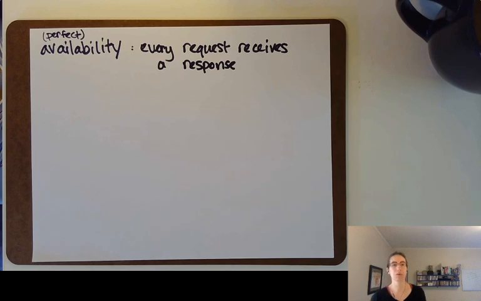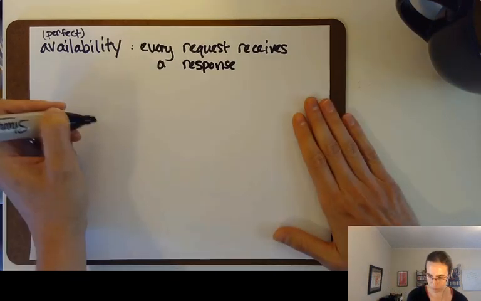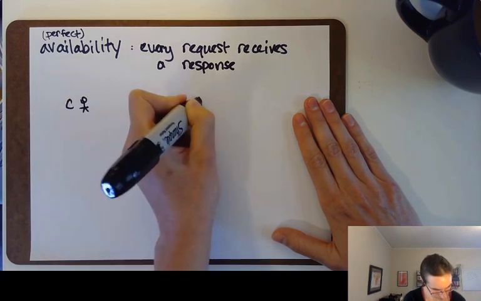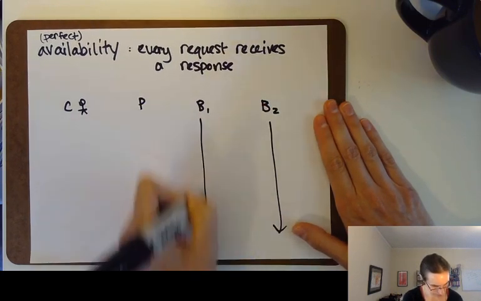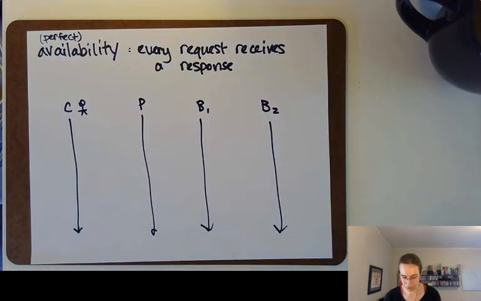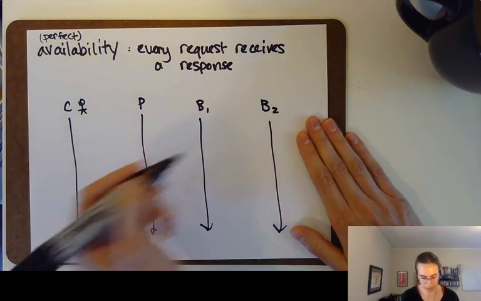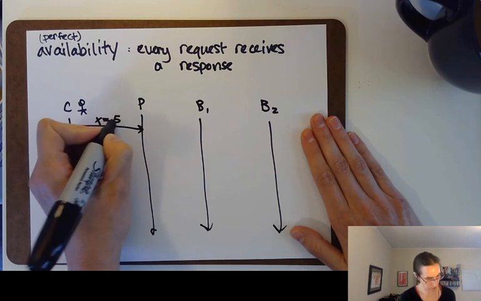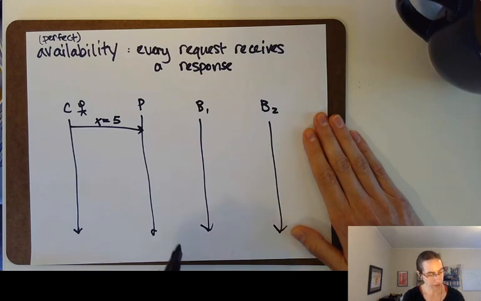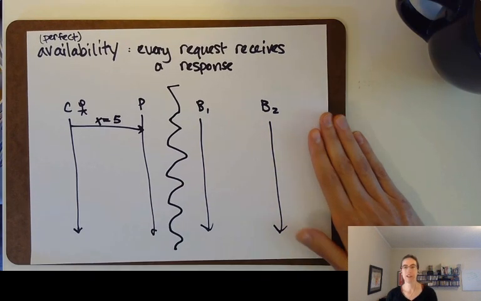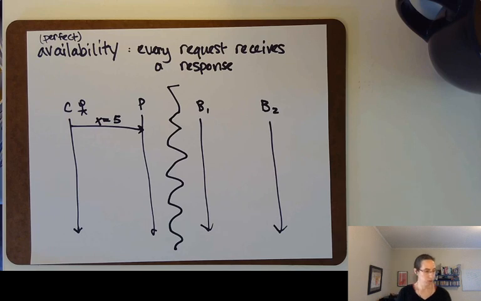So let's say that you're trying to do some kind of replicated system. Say it's primary backup replication, just for an example. And primary backup replication provides strong consistency. So let's say we have a primary and a couple of replicas. We try to write x equals 5. But suppose that right here, there's a network partition. So the primary can't reach the backups. What does P do? Does it acknowledge the write to the client?